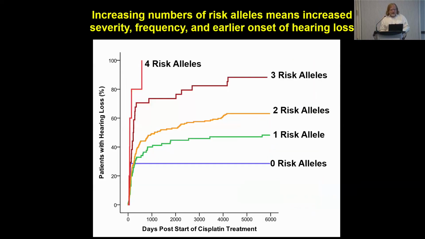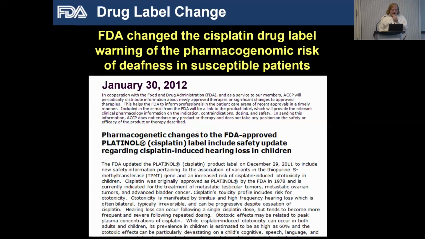And we published that, and we showed that if you increase the number of risk alleles that a given patient has, there's an increased severity, an increased frequency, and an earlier onset of hearing loss. FDA reviewed our data on its own. We sent them the raw data. We were able to do that at the time with permission from the REB, and it resulted in a label change that came and went and came back in 2012, including information about thiopurine methyltransferase gene and the risk of cisplatin-induced ototoxicity being increased. So this is interesting.